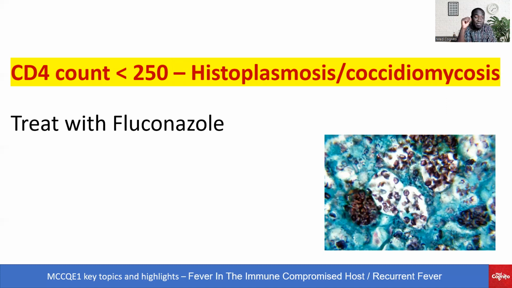When somebody's CD4 count is less than 250, the exam is expecting you to know that opportunistic infections like histoplasmosis and coccidioidomycosis are common, and usually you treat them with fluconazole. So 250: histoplasmosis, coccidioidomycosis, fluconazole.